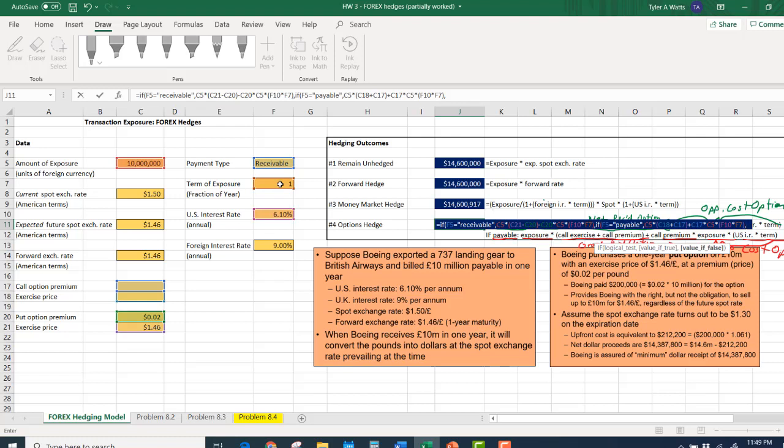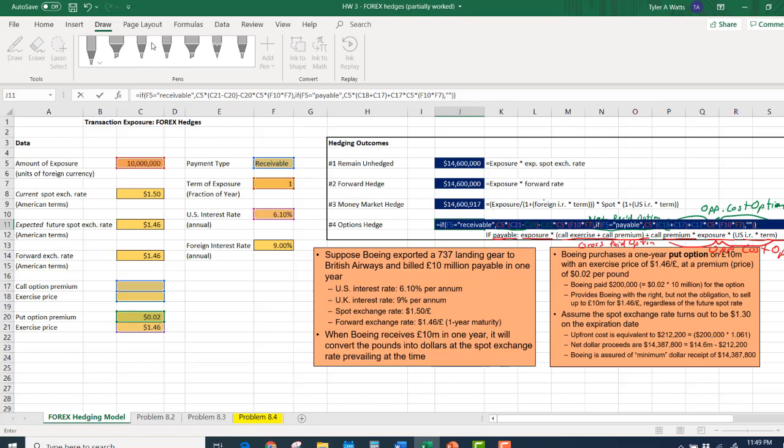Now the value if false for the second IF function will just be quote quote. That's nothing. That's just going to show it blank. So if there's nothing there, it'll just show nothing. I'm going to close the parentheses. That closes my second IF function. Another parenthesis closes my first IF function.